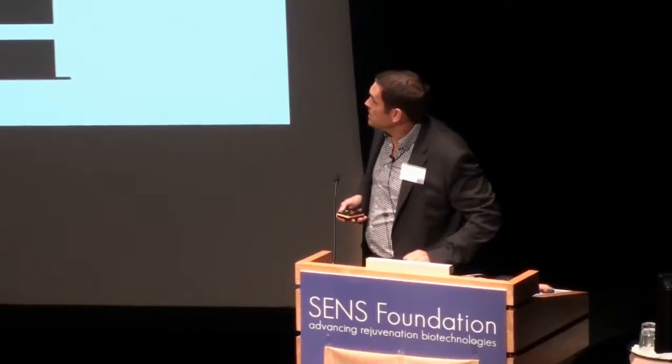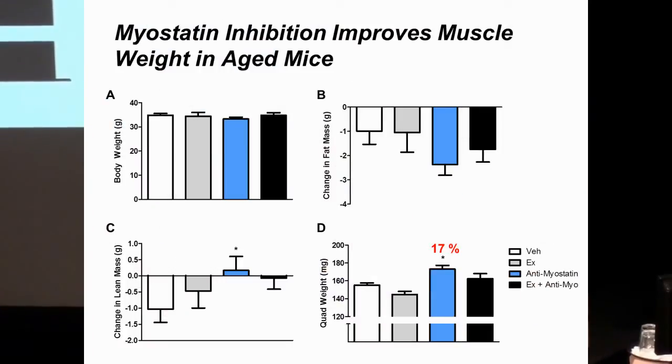And what you can see here is nothing too dramatic in terms of body weight or changes in fat mass, but in the old mice, over the course of the intervention, probably in part due to the stresses of the trial, in addition to the aging process, we see reductions in lean mass in the control mice, but we actually see a maintenance or an increase in lean mass in the myostatin antibody-treated mice.